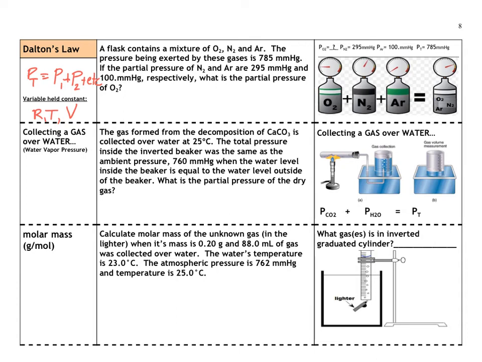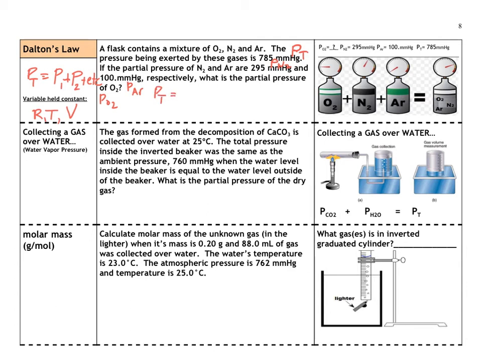So let's go ahead and calculate this problem. It says a flask contains oxygen, nitrogen, and argon. The total pressure is 785 millimeters mercury. If the partial pressure of nitrogen, this is P of nitrogen, and this is P of argon, partial pressure of argon, respectively, what is the pressure of oxygen?